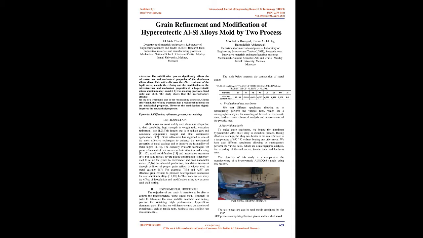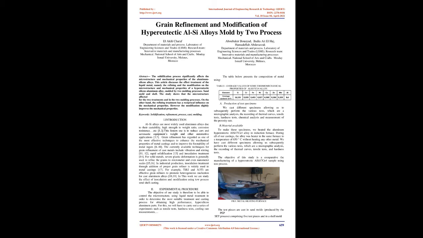Sand mold and shell. The study shows that the microstructure is affected by the two treatments and in the two molding processes. On the other hand, the refining treatment has a reciprocal influence on the mechanical properties. However, the modification slightly improves the mechanical properties. Keywords: solidification, refinement, process, cast, molding.